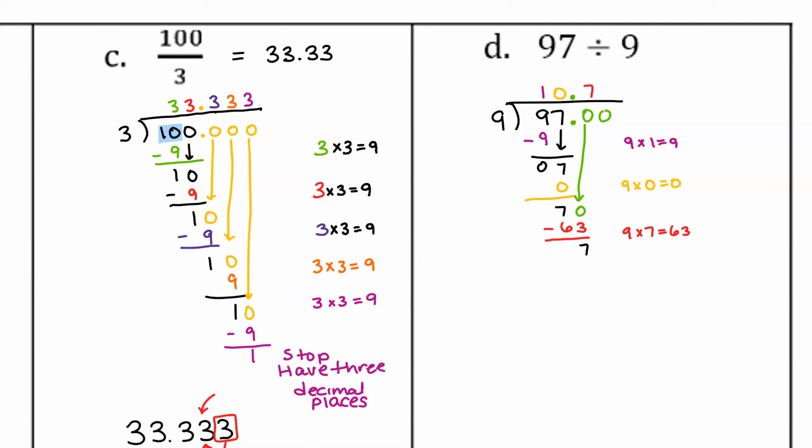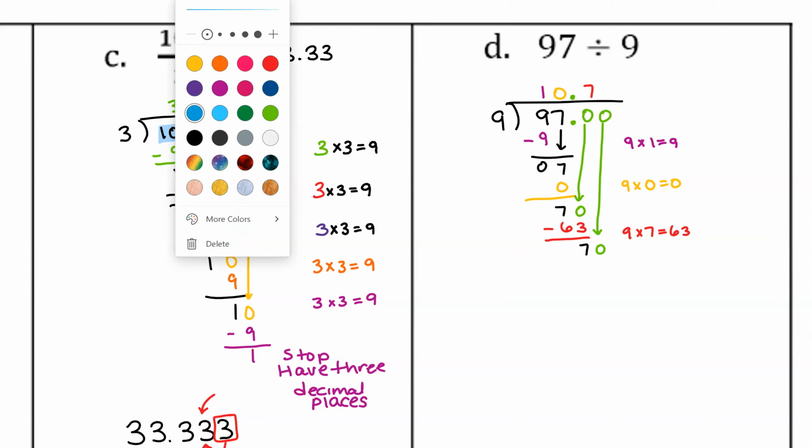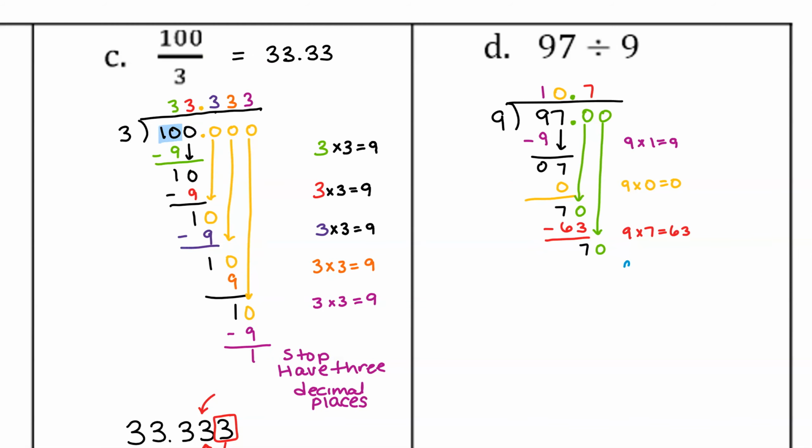I'm going to tack on another 0 because I'm only stopping if I have 3 decimal places in my answer or I get 0 when I do subtraction. So I'm going to tack this 0 on, and I'm going to do the same question. What do I multiply 9 by to get close to 70? Well, it's still 7. So 7 goes upstairs, 63 goes downstairs, and I subtract to get 7 again.